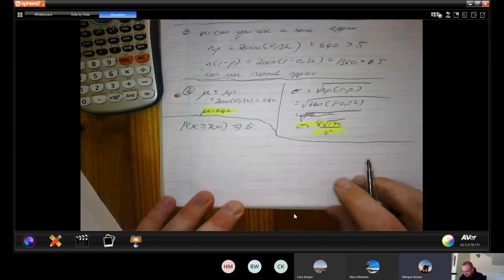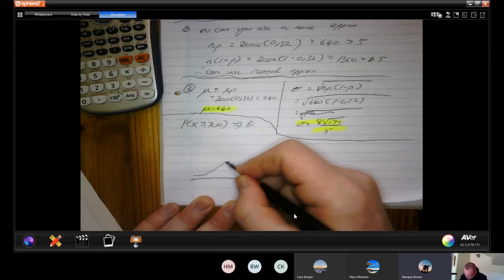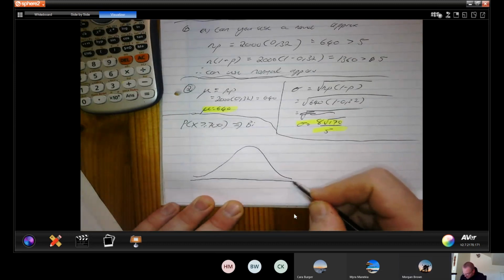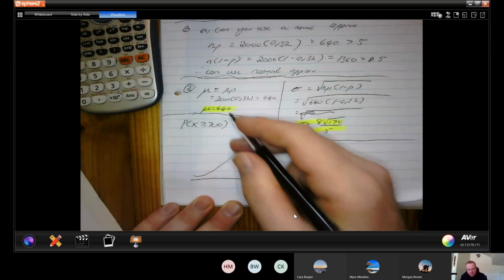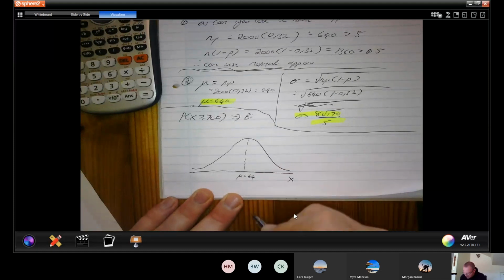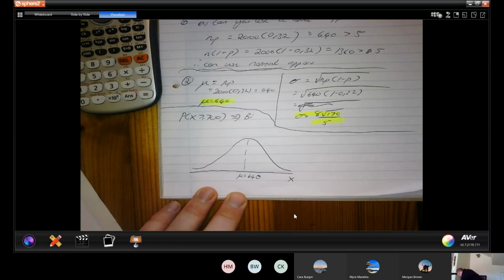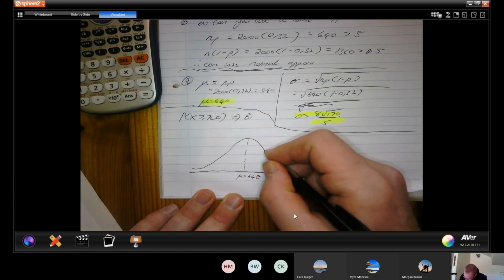So if I start drawing your diagram, guys, if you draw your diagram, let's have our x scores, and our mean is at 640. And we want to know the probability x is bigger than or equal to 700. So 700 is somewhere to the right.